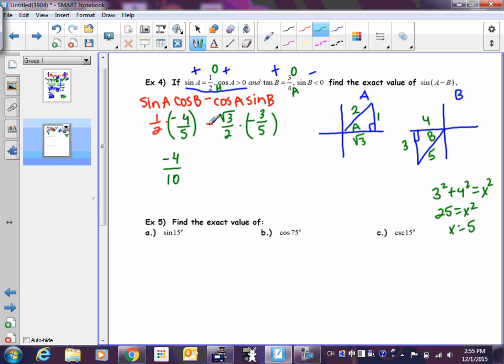Okay, now I'm going to look at this. Minus times a negative. What's minus times a negative? Positive, plus. Okay, 3 root 3 over 2 times 5, which is 10. Now, if you do this right, you will always have the same denominator. See how they're both 10? If you don't do this right, they're not going to be the same, so that's kind of a good check. So here's your final answer. Negative 4 plus 3 root 3 all over 10.